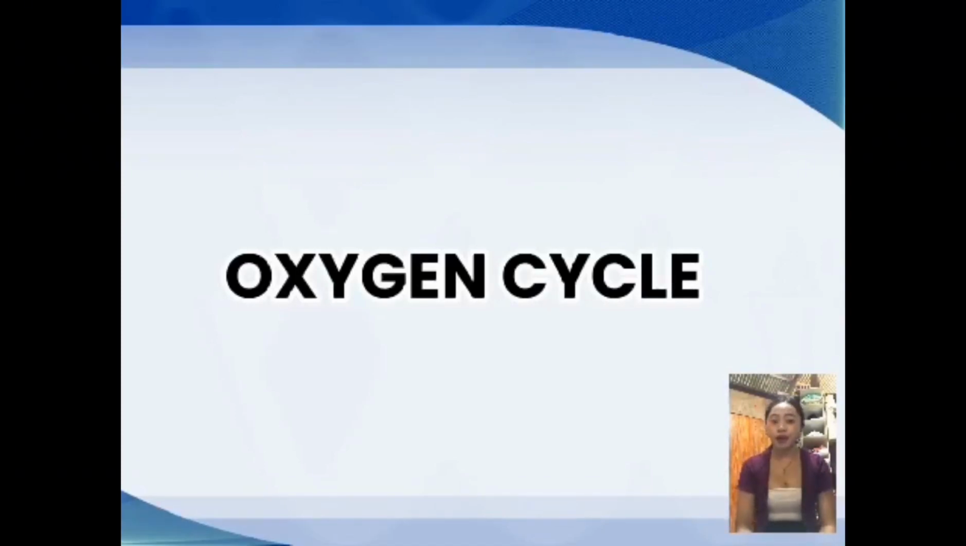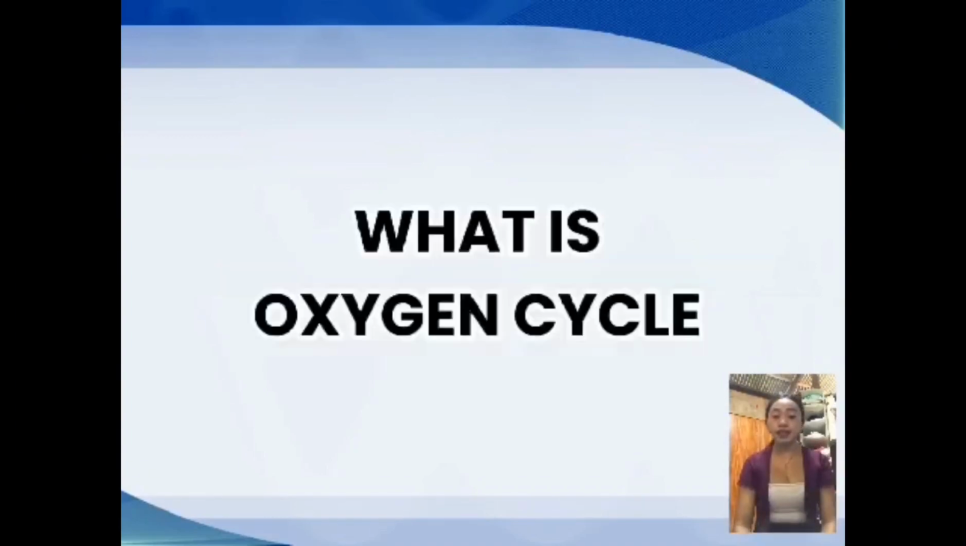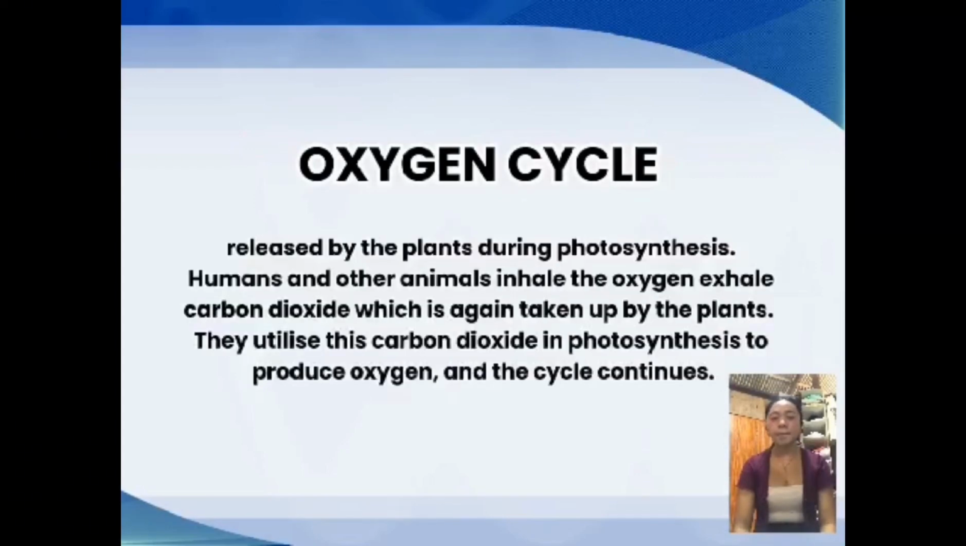Oxygen is an abundant element on our Earth. It is found in elemental form in the atmosphere to the extent of 21%. So now, what is the oxygen cycle? Oxygen is released by the plants during photosynthesis. Humans and other animals inhale the oxygen and exhale carbon dioxide, which is again taken up by the plants. They utilize this carbon dioxide in photosynthesis to produce oxygen, and the cycle continues.